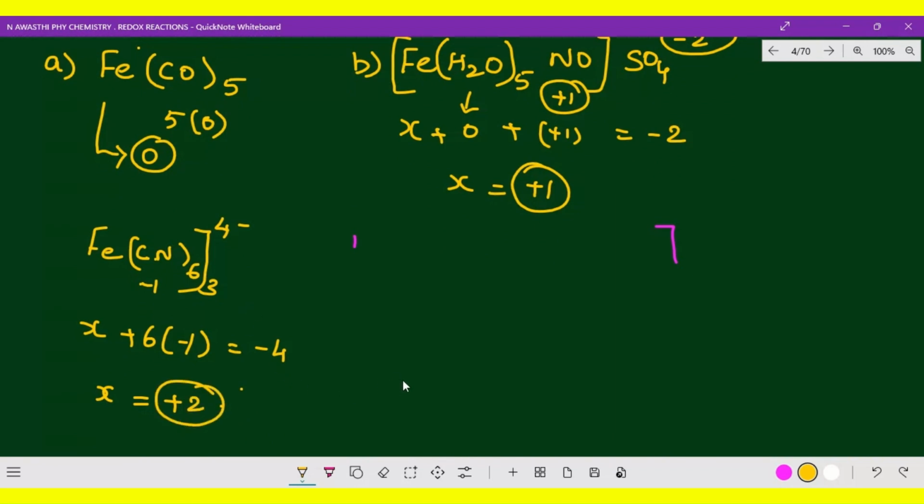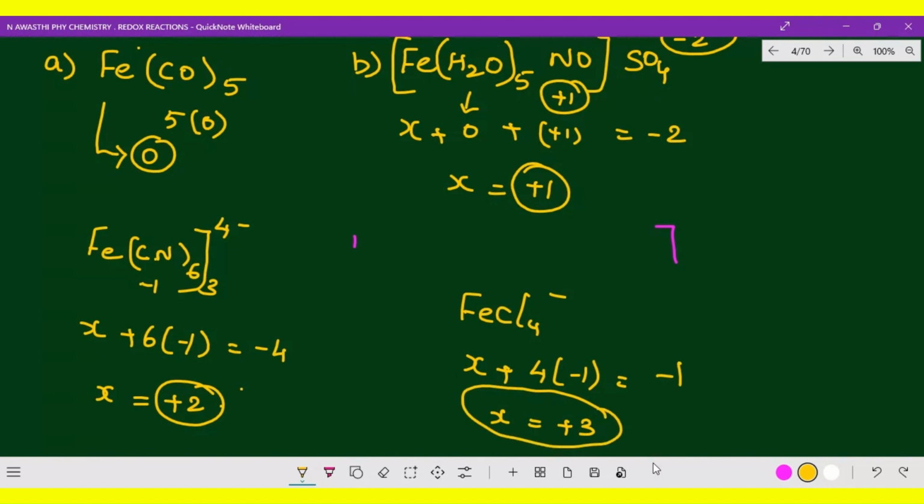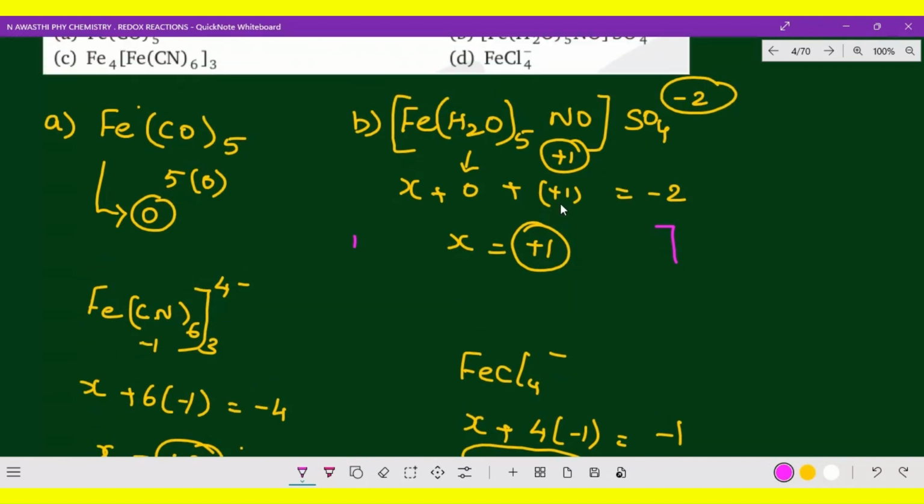So this is +2. And the last one, [FeCl4]-. The minus charge they themselves have given, so nothing to worry about, easy to identify. X plus, Cl is always -1. So 4 into -1 is -4, and the total is -1. So X equals +3 oxidation state. I hope you got the clarity now. Which is the correct option? You are getting X as +1, that means iron is +1.